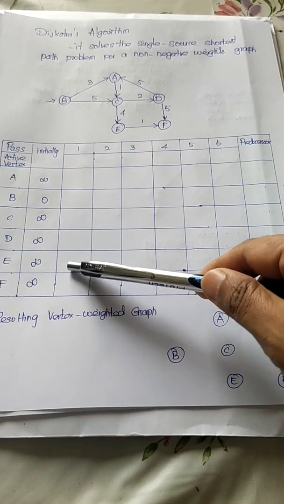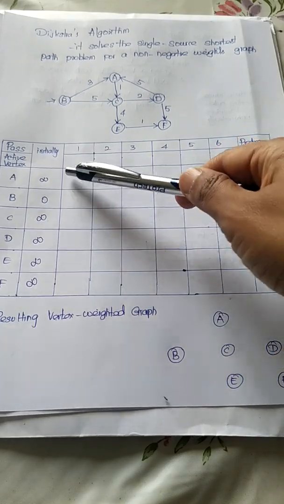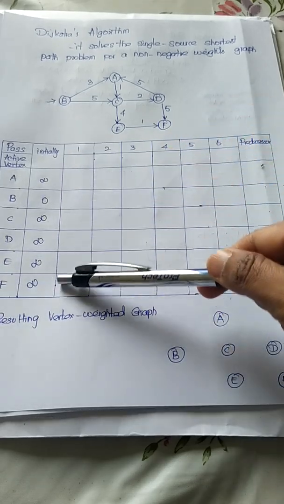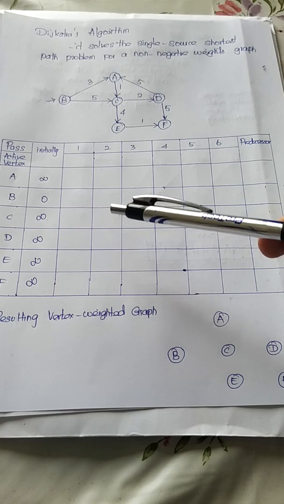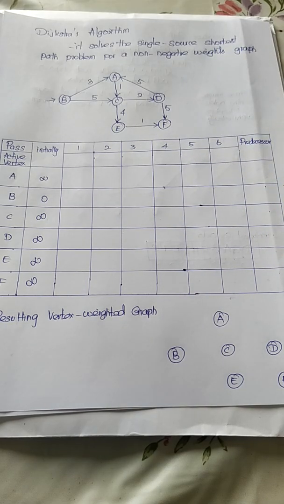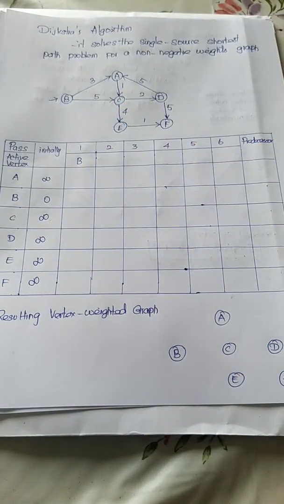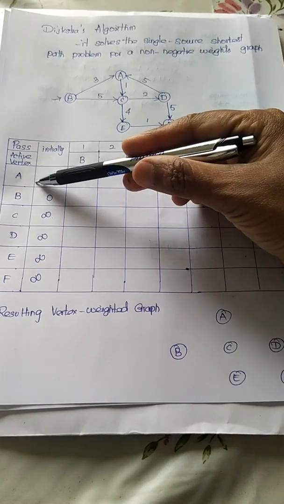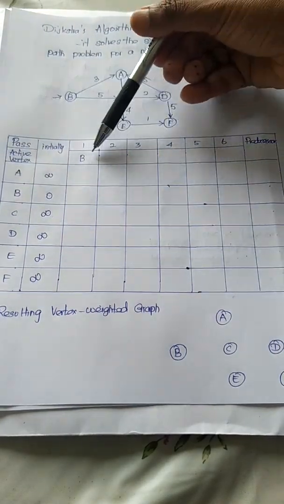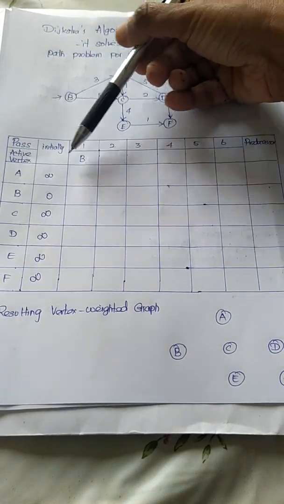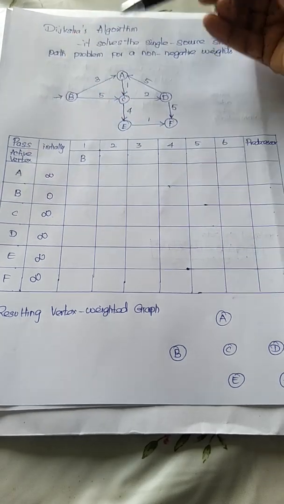So let's first calculate the cost for all the vertices: A, B, C, D, E, F, all the 6 vertices. Later I will finalize the cost. Because the starting vertex is B, for the first iteration I'm going to start from B. Do I have an edge from B to A? I will be writing the starting vertex here. From B to A, is there an edge? Yes. What is the cost? 3.